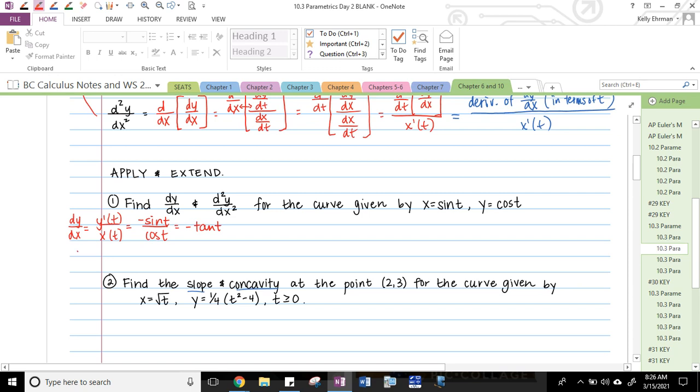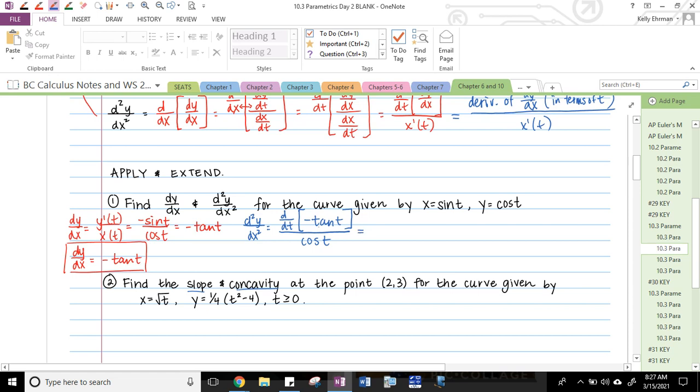So the first derivative, I'm just going to rewrite this so I can call it an answer. The first derivative is negative tangent of t. And then the second derivative is equal to, I think it helps to write this out when you're first starting, the derivative with respect to t of your answer, dy dx. So negative tangent t, I like to write this out first before just taking that derivative, over x prime of t, so over cosine of t. That was the answer to x prime of t.